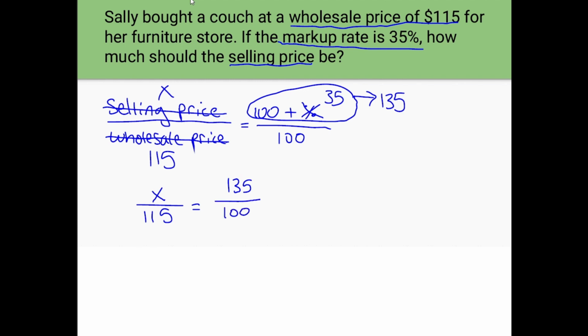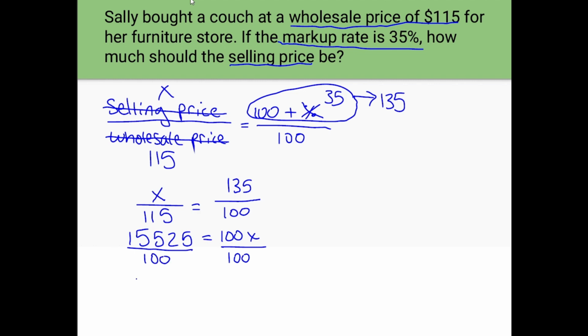To solve these types of problems, I'm going to multiply my diagonals together and set them equal to each other. So we got 135 times 115, I'm going to get 15,525 equals, I have 100 times x, so 100x. Now I want to get x by itself, so I'm going to undo that times 100. I'm going to divide by 100 on both sides.